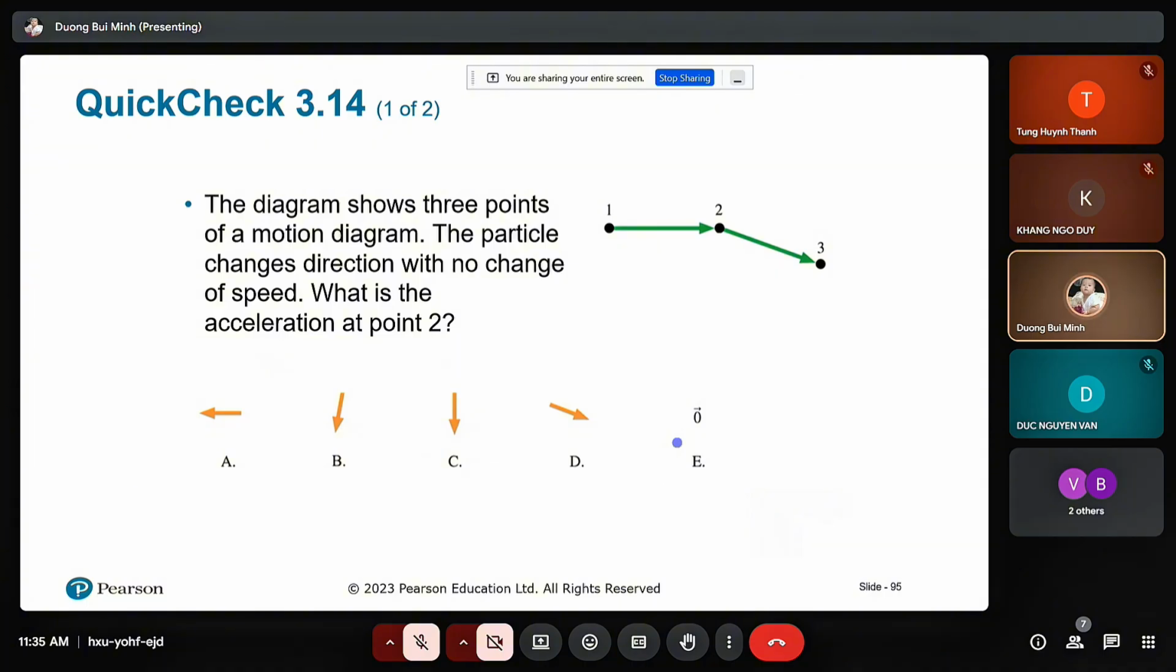Continue. The diagram shows three points of a motion diagram of the moving direction. The particle changes direction with no change of speed. The speed is constant. This is V1, and this one is V2. You know the magnitude is fixed, just the direction changes. So this one is X, this one is Y. So what's the acceleration at point 2?